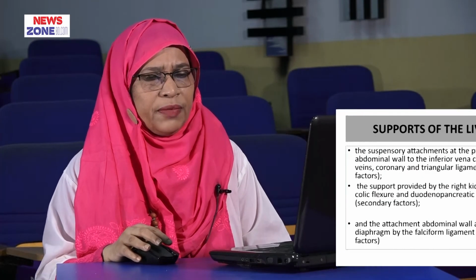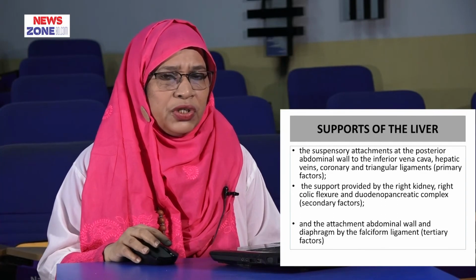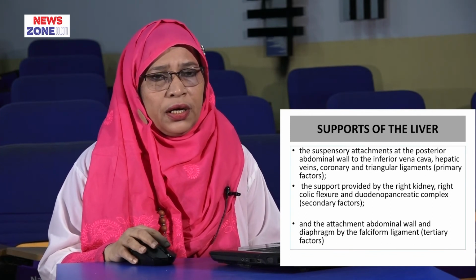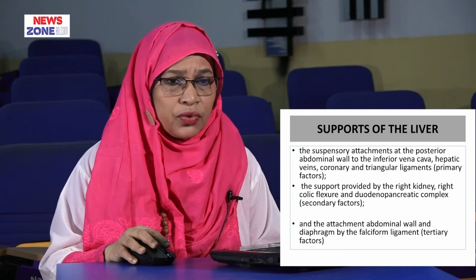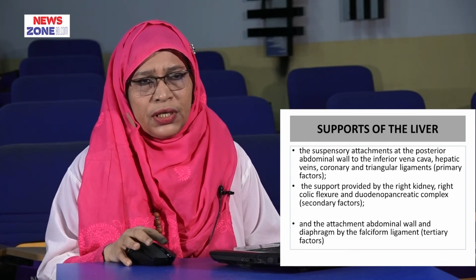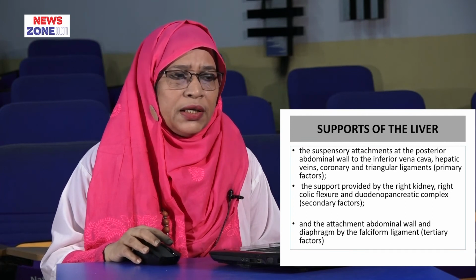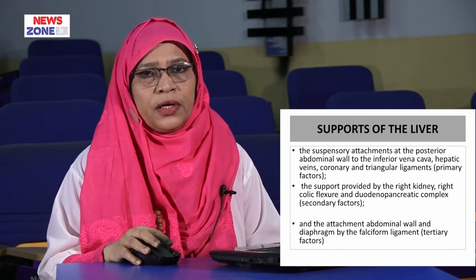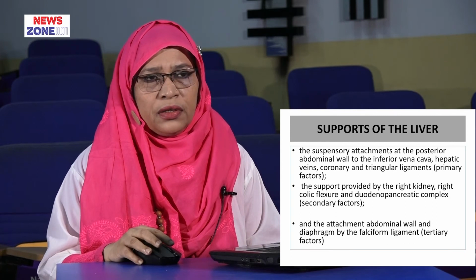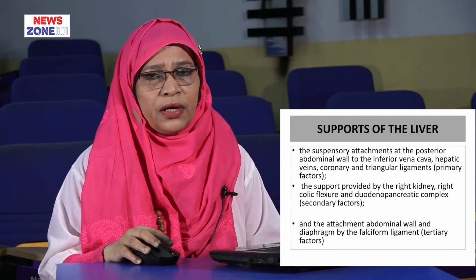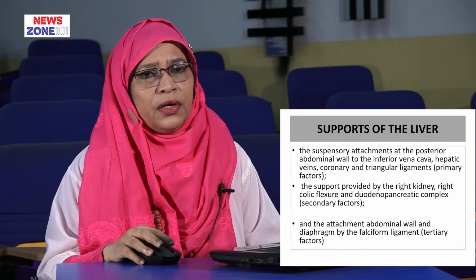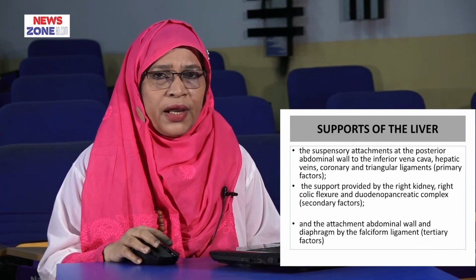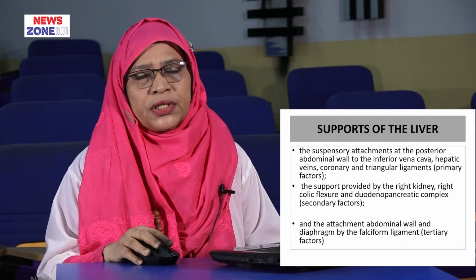Now, what are the supports of the liver? The liver maintains its position in the upper quadrant of the abdomen by both dynamic and static factors. These factors can be categorized into three. The primary factors are the suspensory attachment at the posterior abdominal wall to the inferior vena cava, hepatic veins, coronary ligament and triangular ligament. Now the secondary factors are the right kidney, right colic flexure and duodenopancreatic complex.